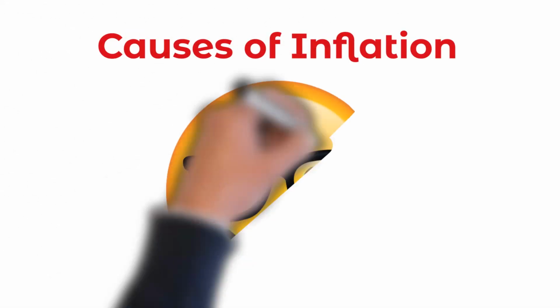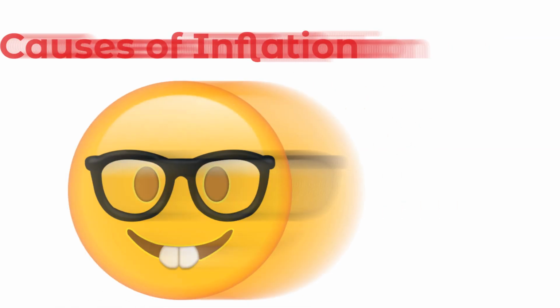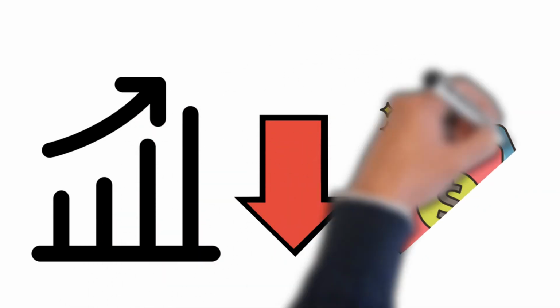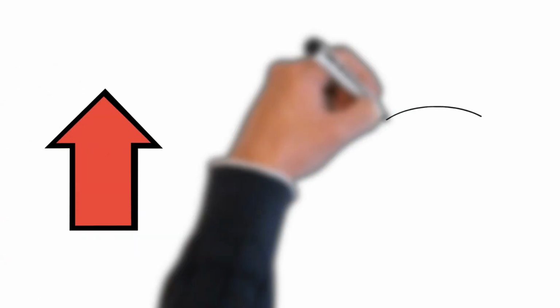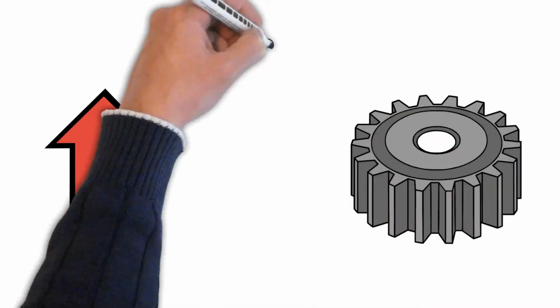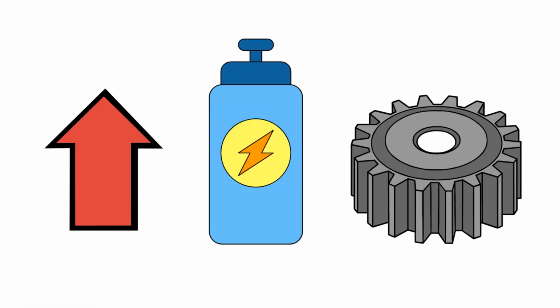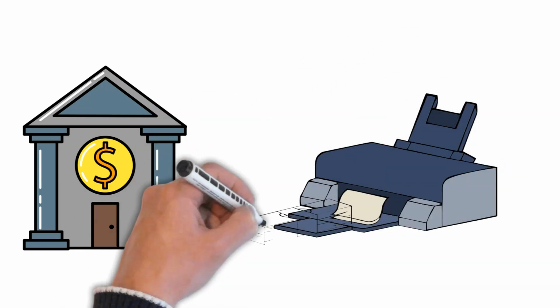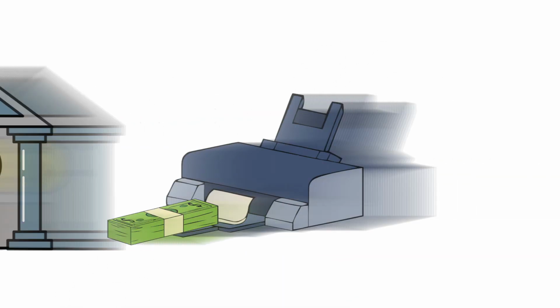Causes of inflation. Now, it is important to understand the causes of inflation. There are several factors that can trigger it. Inflation can be caused by increased demand, resulting in a shortage of goods and services and, therefore, higher prices. It can also be driven by rising production costs, such as higher energy prices or higher wages. In addition, government policies and central bank actions, such as excessive money printing, can lead to inflation.